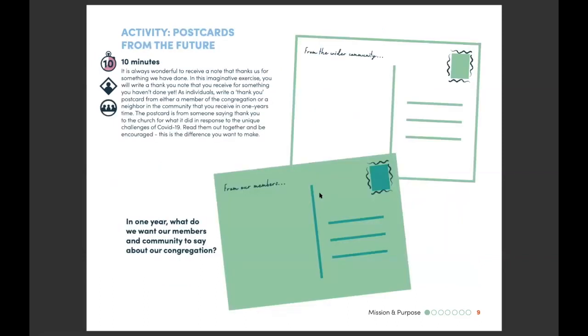And then this activity is one that we love. We use it a lot in different things that we do. The postcards from the future, it's really a grounded narrative. So you can think 5 years from now, what do you want the members of your church to be saying as they reflect on this time? And what about the wider community?